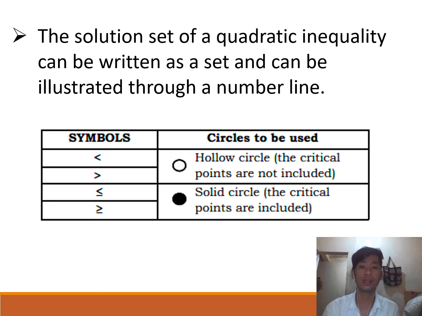So the solution set of quadratic inequality can be written as a set and can be illustrated through a number line. So these are the symbols. For is less than and is greater than, we're going to use a hollow circle, so the critical points are not included. In terms of is less than or equal to and is greater than or equal to, we're going to use a solid circle, where the critical points are included as our solution.